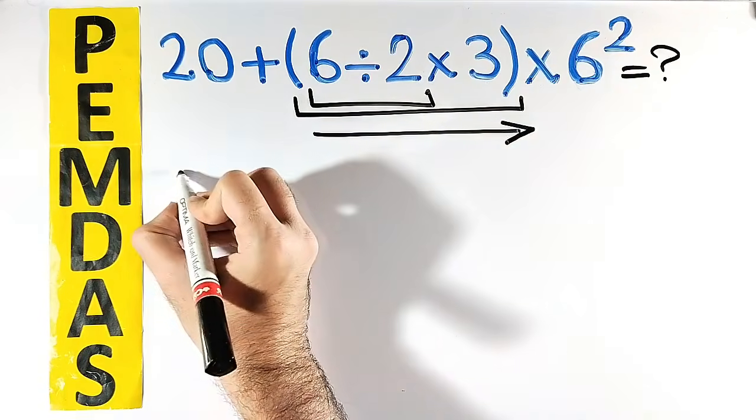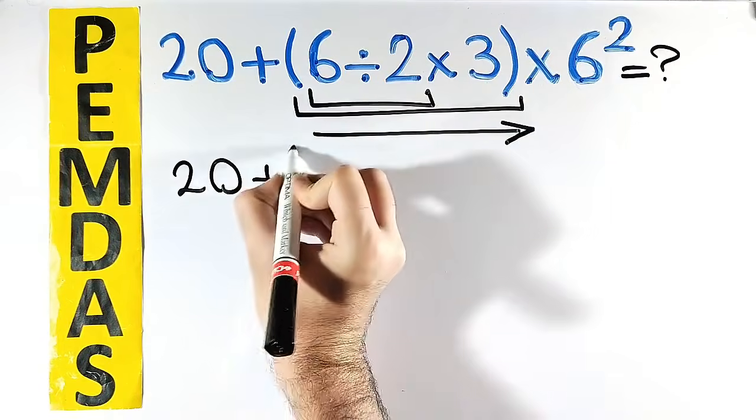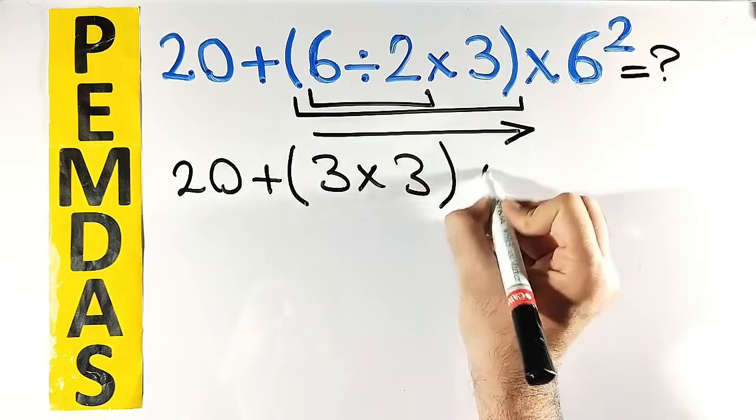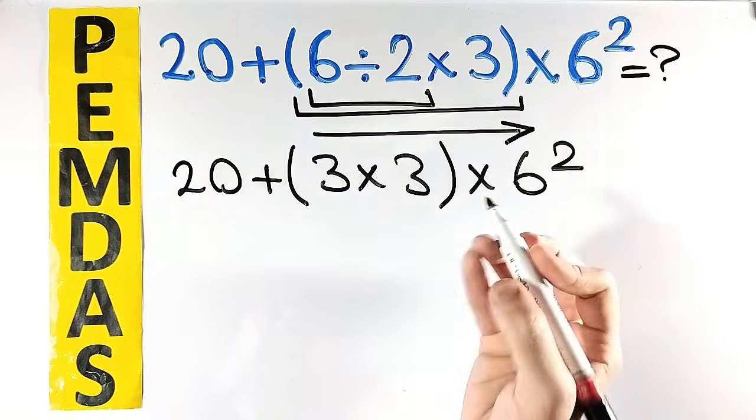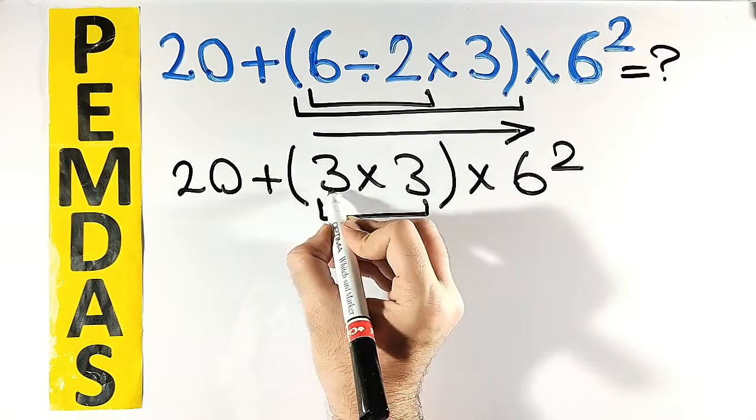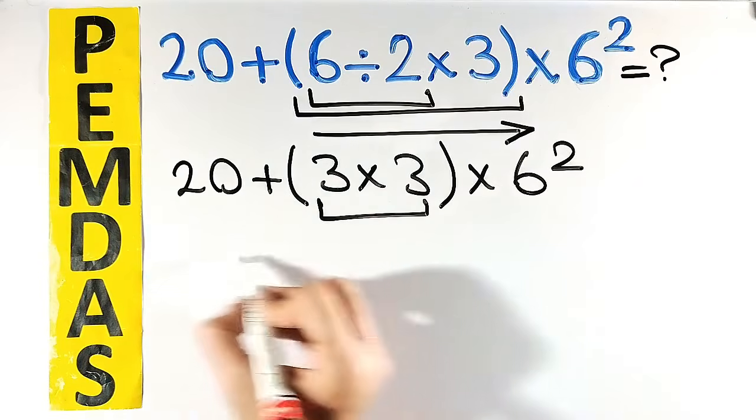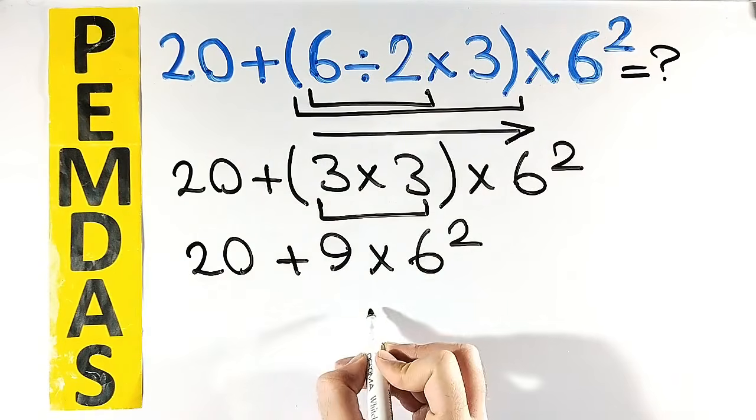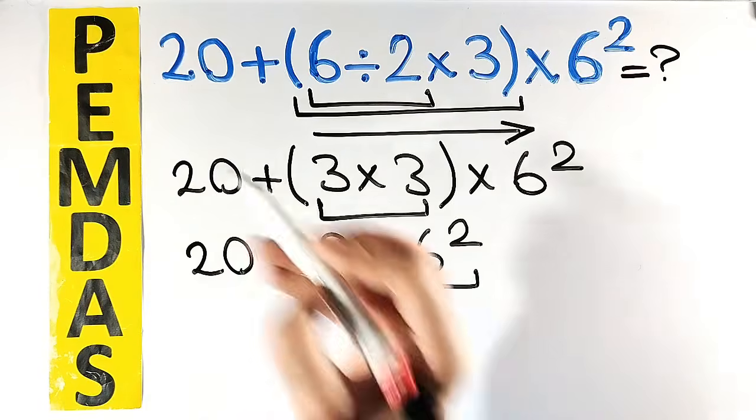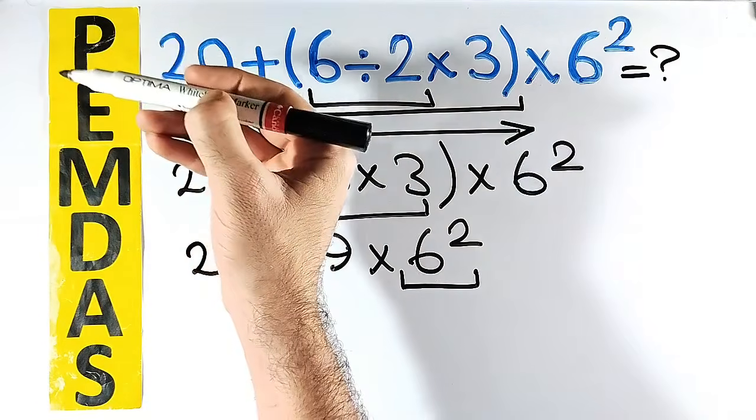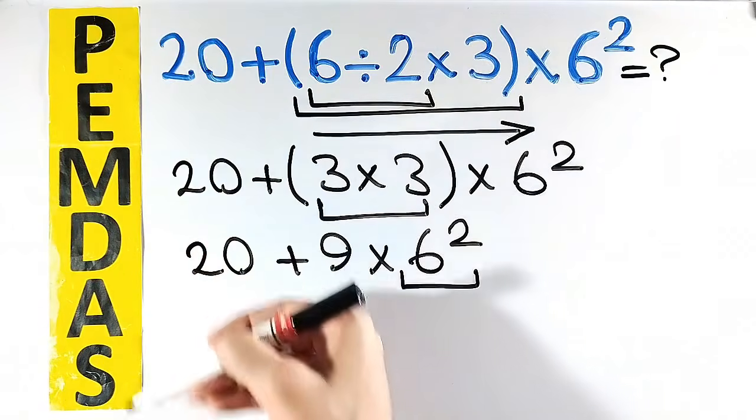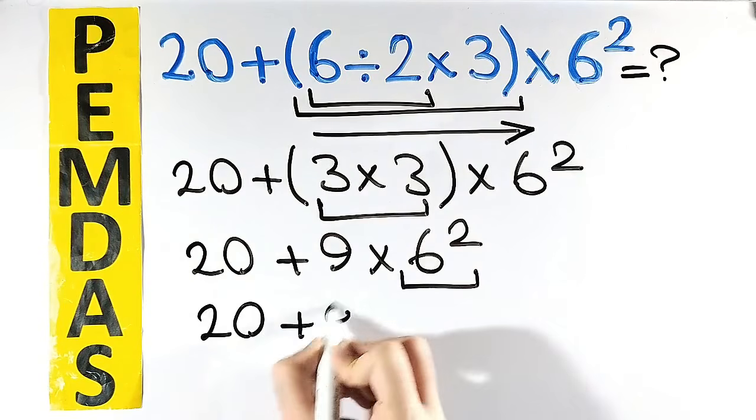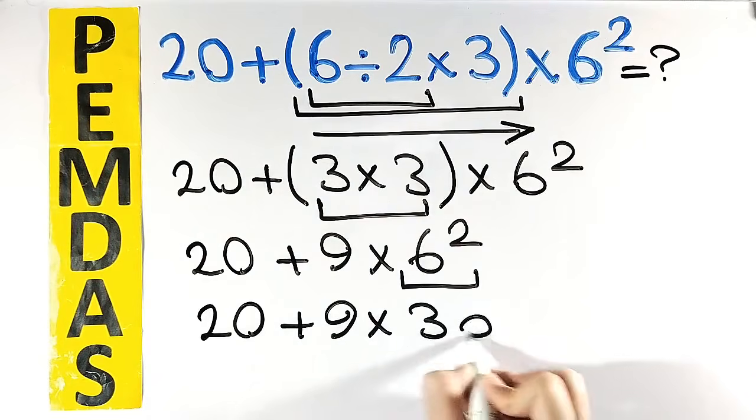And instead of this expression, we can write 20 plus open parenthesis 3 times 3 close parenthesis and multiplied by 6 squared. In the next step, we go for the multiplication between 3 and 3 and write this expression as 20 plus 9 multiplied by 6 squared. Then we go for the exponent because in the PEMDAS rule, after parentheses, exponent has a higher priority than the other operation. So we rewrite this expression as 20 plus 9 multiplied by 36.